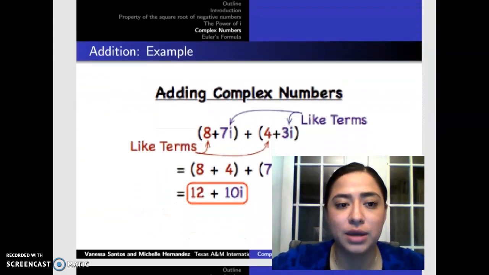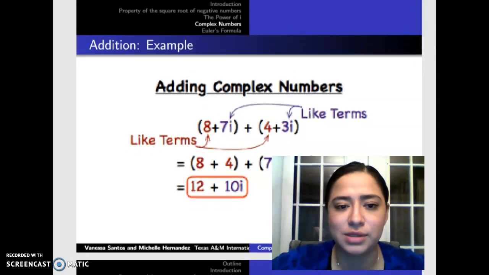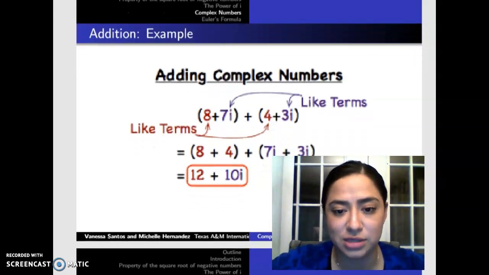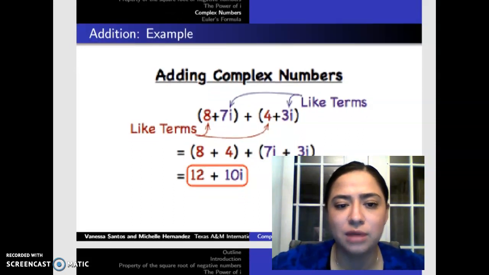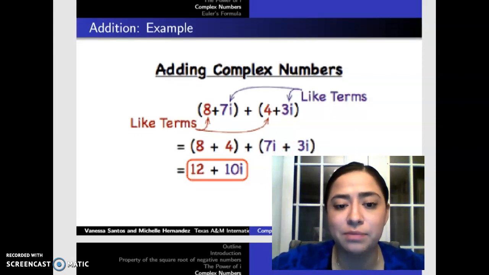Okay, and then here will be an example of how we will be adding complex numbers. The way we add complex numbers, I believe, is the most simple one, because it gets pretty complicated when we get to division. But for adding complex numbers, you go ahead and add the like terms. So if we have 8 plus 7i plus 4 plus 3i, we combine like terms. So we'll be adding 8 plus 4 plus 7i plus 3i, and then we'll get 12 plus 10i.